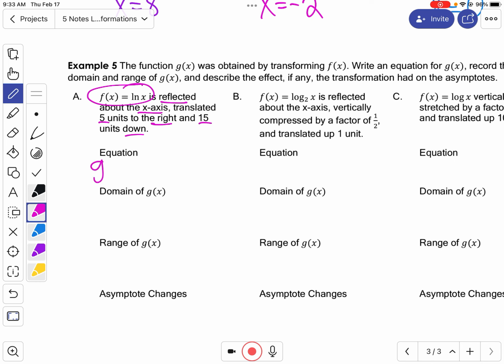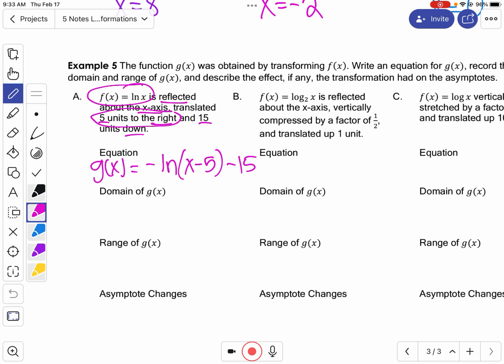So start with g of x equals. Reflection is a negative in front. I know I'm going to have natural log of x. Since I'm going right, I need parentheses, and I need to do the opposite and subtract 5. And then down 15 would be minus 15.